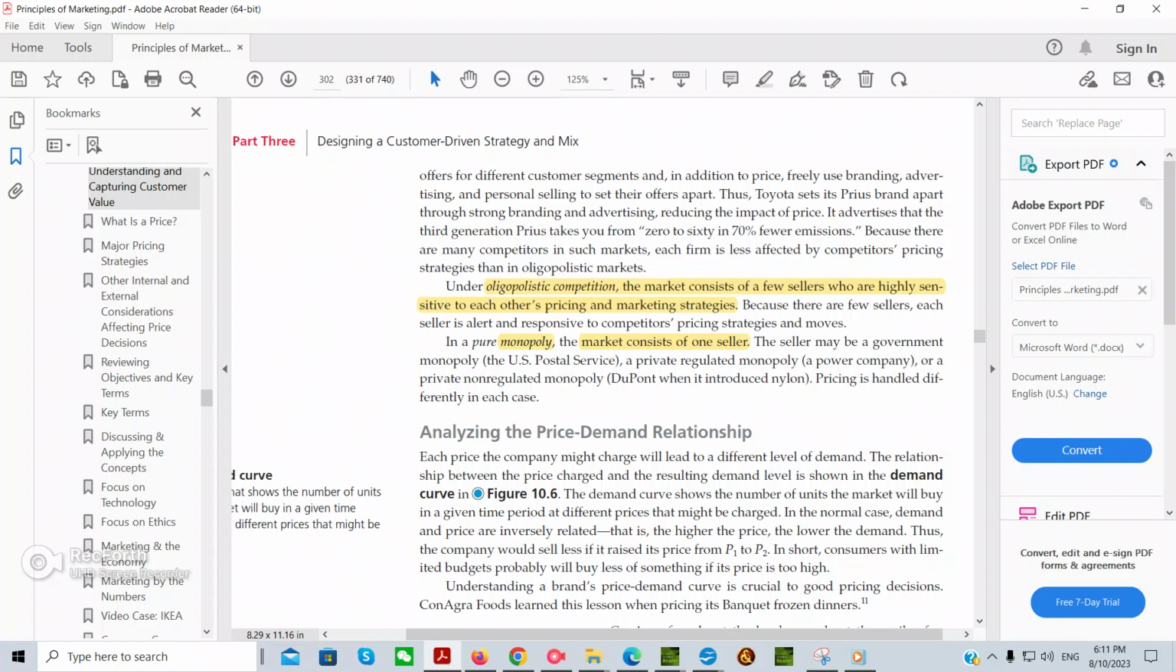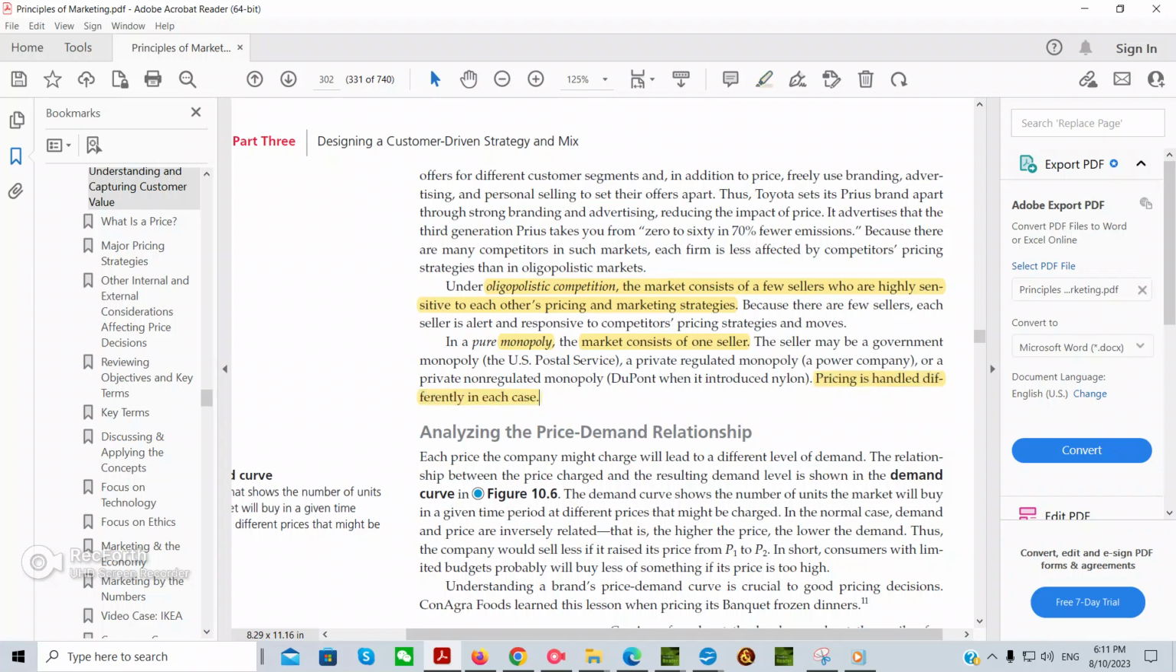The one seller may be a government monopoly, such as the U.S. Postal Service, or a private regulated monopoly. So you have private and public, and under public you have governmental and non-governmental, and for private you have whatever is in the market itself. Now, a private regulated monopoly, such as a power company, or a private non-regulated monopoly, such as DuPont, which introduced nylon. Pricing is handled differently in each case.